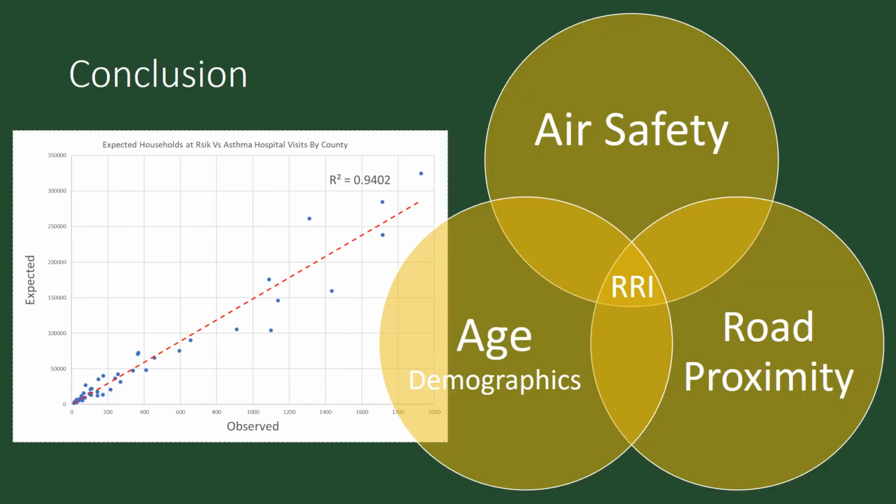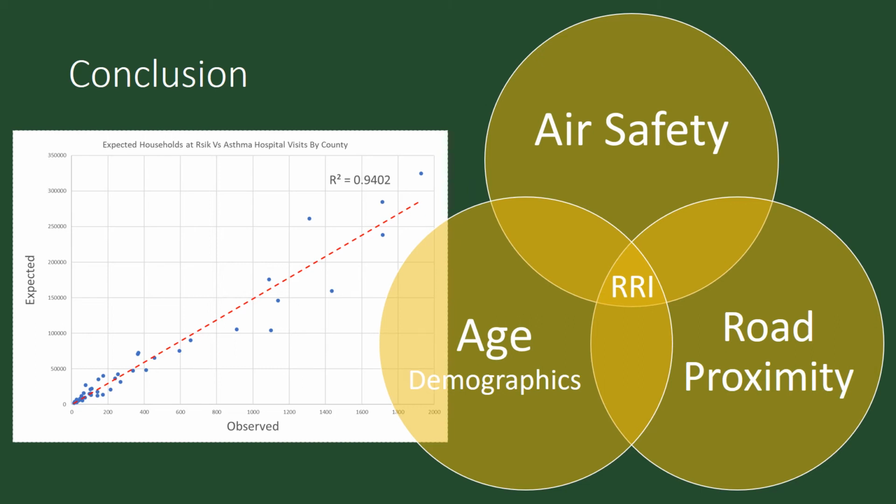Our three metrics for identifying respiratory risk, when combined into a single index, seem to mimic real-world conditions when compared to hospitalizations caused by asthma. Our projected and observed numbers are closely related as shown by the high R value. This suggests that the model reliably predicts real-world asthma trends and that the three factors chosen for this analysis have a significant relation to asthma cases in California.